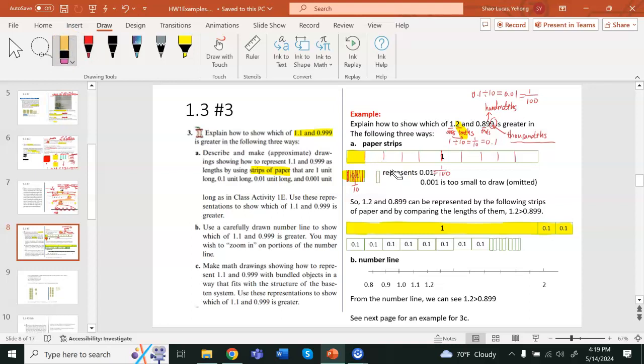Okay, so now even this one is a little hard to do. But let's take a look at the paper strip for 0.899. So let's start with the 0.8. So I have 0.1, I have to take 8 of them: 0.2, 0.3, 0.4, 0.5, 0.6, 0.7, 0.8. Sorry, there's a little bit of gap here. I try my best to put them closer, but it looks like there shouldn't be any gap. There's a tiny gap right here. So that's 0.8.